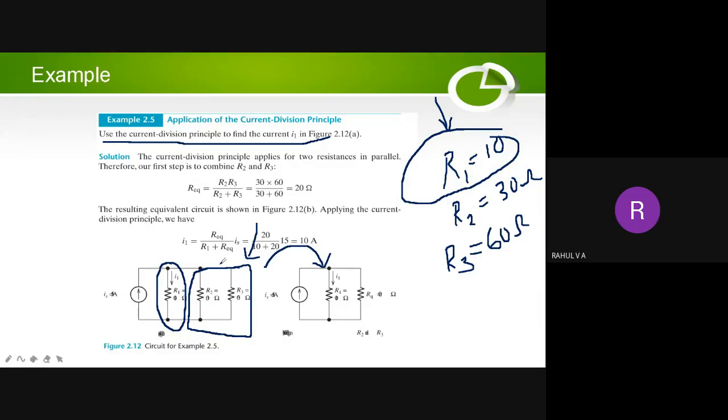Then you redraw the diagram. Then you will get a circuit with two parallel resistances. There you apply this formula and find out the current I1. Now we can see that first we have taken the R2 and R3 resistances. Both are parallel. So I can write this formula for R2 R3. This is 1 by R is equal to 1 by R1 plus 1 by R2 in that formula.